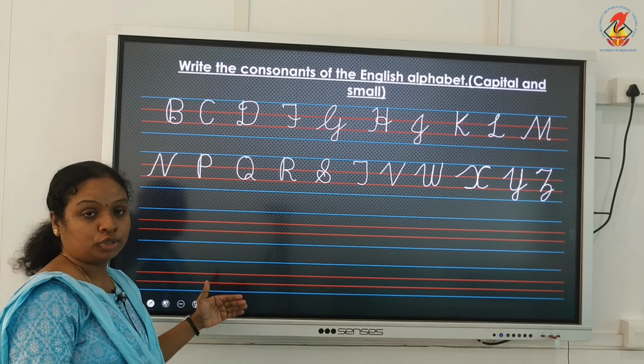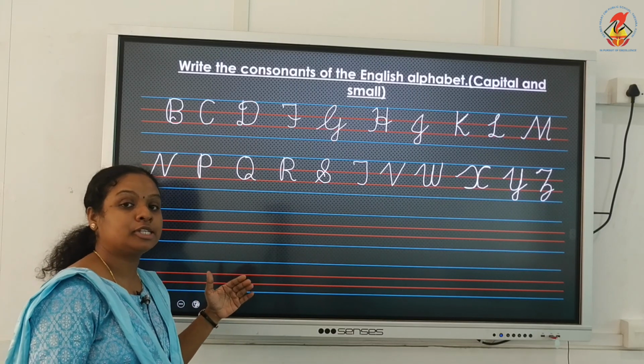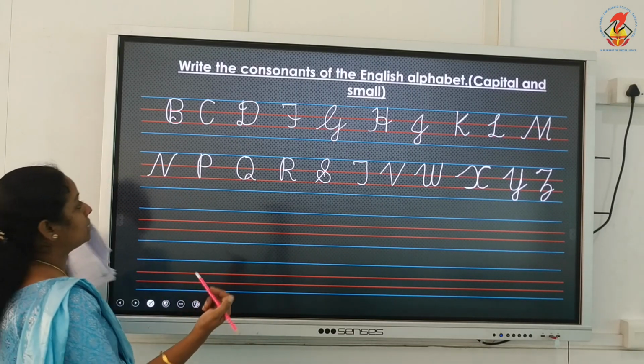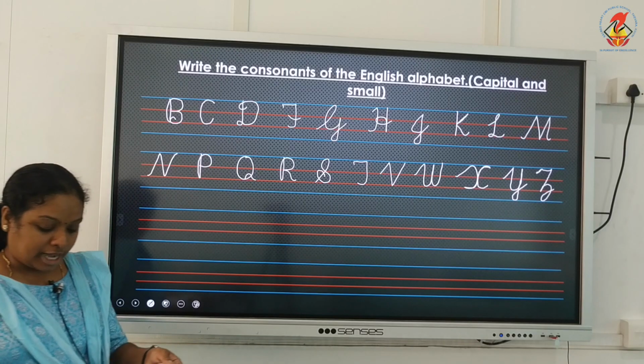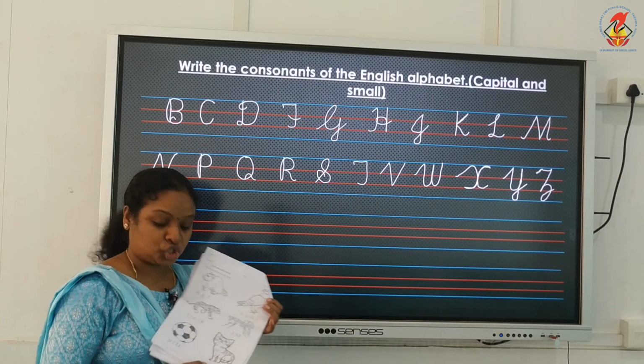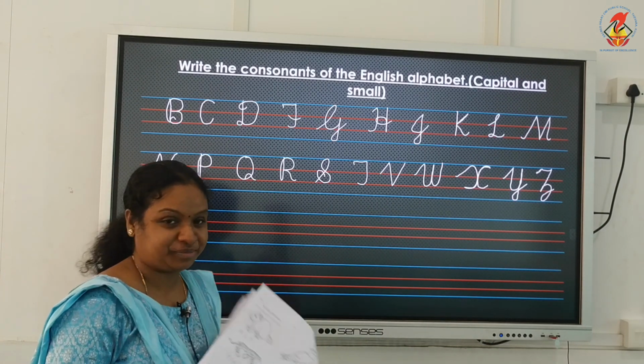In the third and the fourth line, you have to write the cursive small letters. Okay, you just repeat after me, children. B, C, D, F, G, H, J, K, L, M, N, P, Q, R, S, T, V, W, X, Y and Z. Okay. Now, shall we do the last section in this worksheet, that is page number 48.